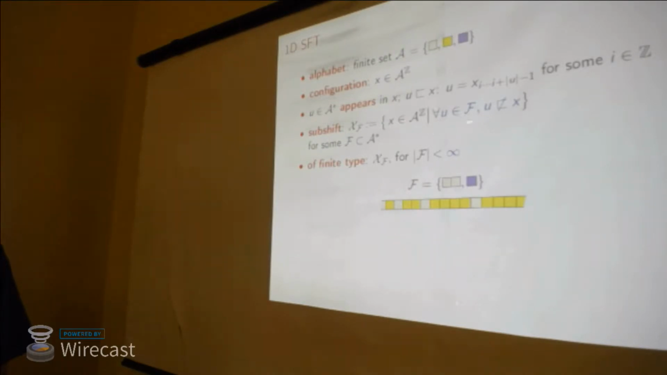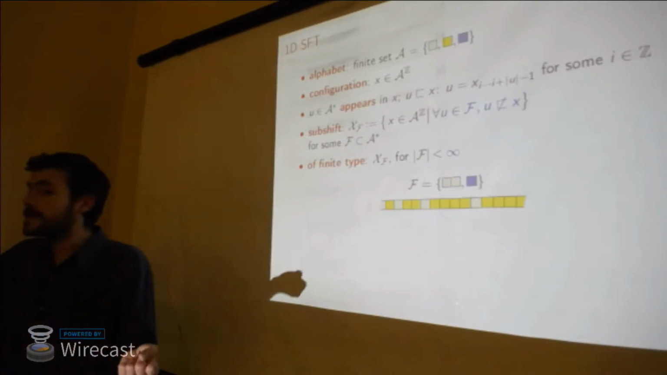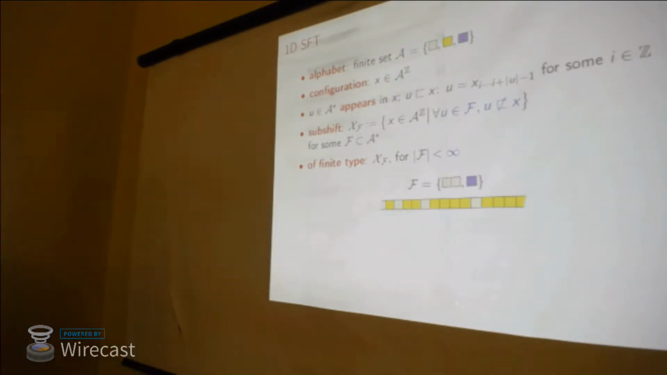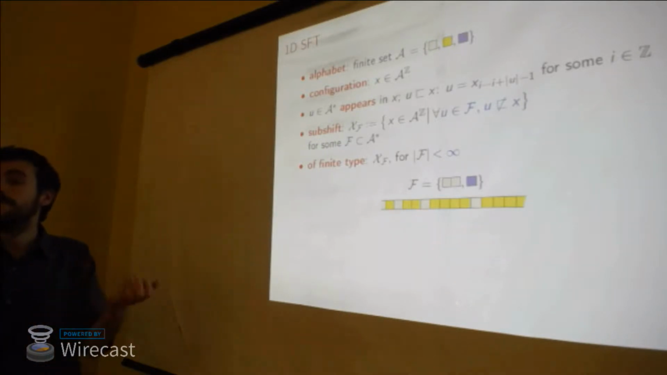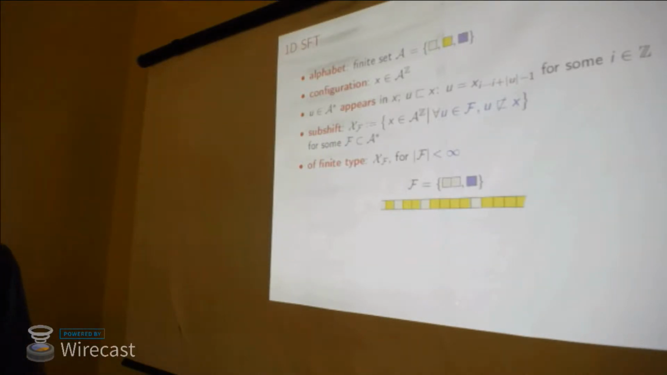It is a set of configurations that forbid some set F of words. Okay? So here I'm just given some list, possibly infinite, of finite words, and I will look at all bi-infinite words which avoid this list. And when the list of finite words can be taken to be finite, I will say that this is a subshift of finite type.